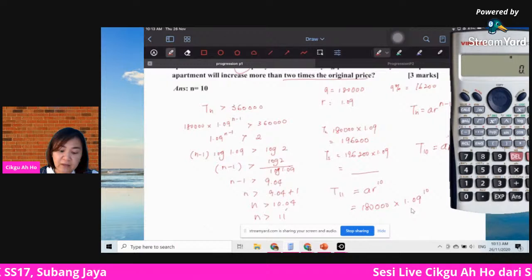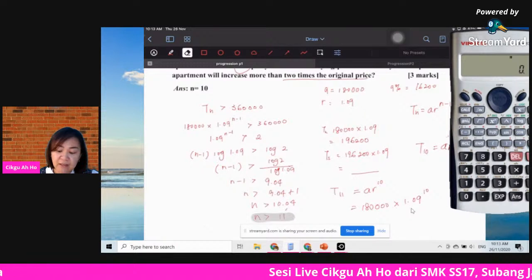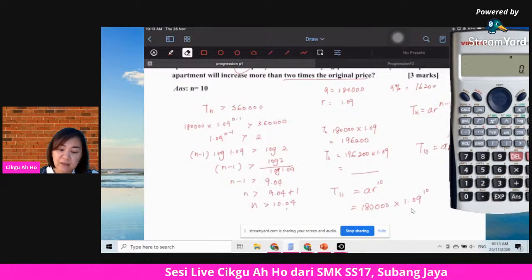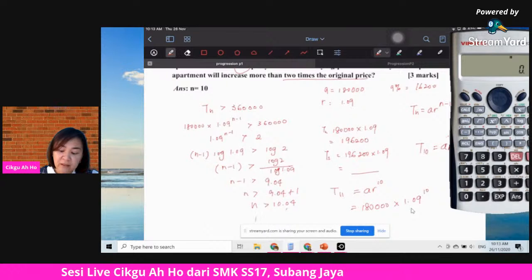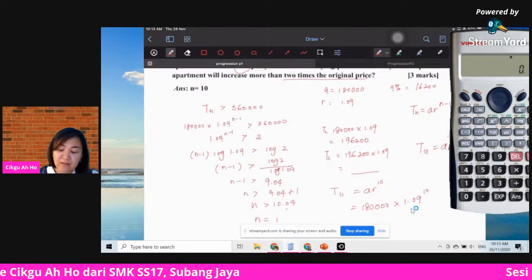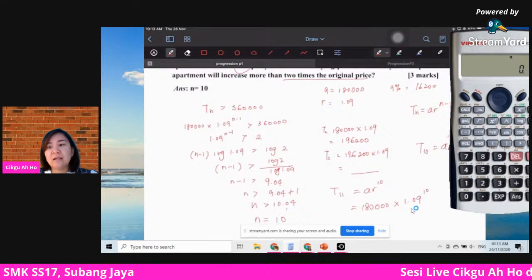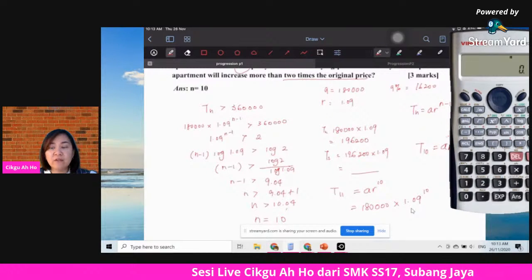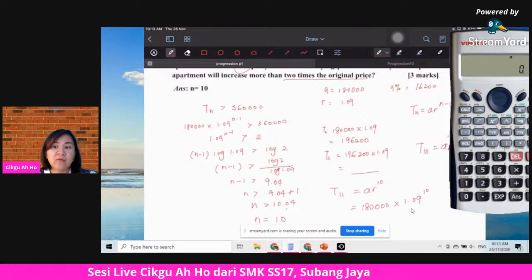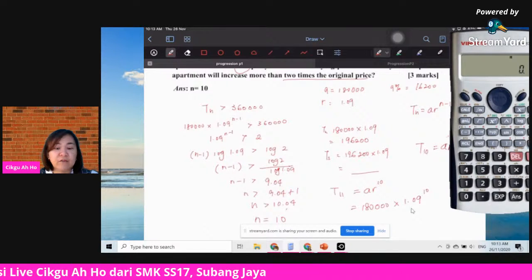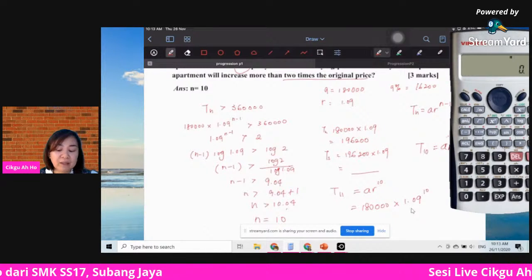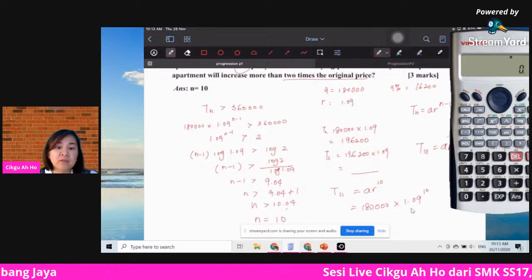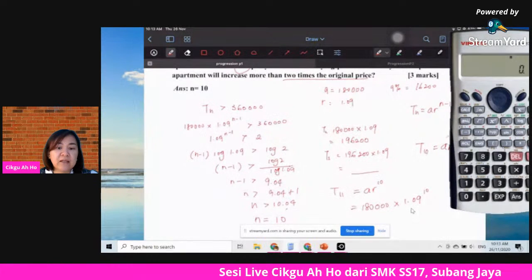So the answer is not 11, but 10. So then you have to write n equal to 10. It's not n equal to 11. Can you see the difference? Why I want to show you all the calculator, why we need to find T10 and T11. Sometimes students always confuse which answer they have to put for the last answer.